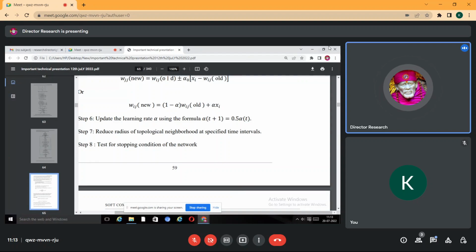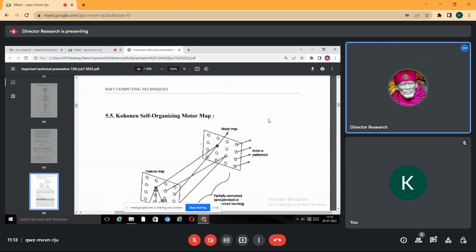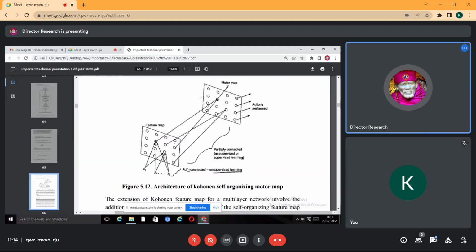Kohonen self-organization, this is very cool. I explained the shapes, a two-dimensional view of the box. I explained different shapes also, like that.